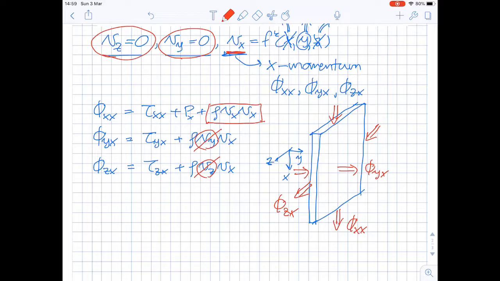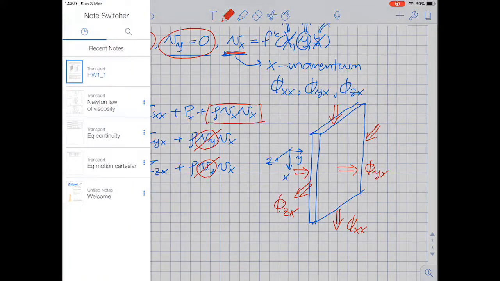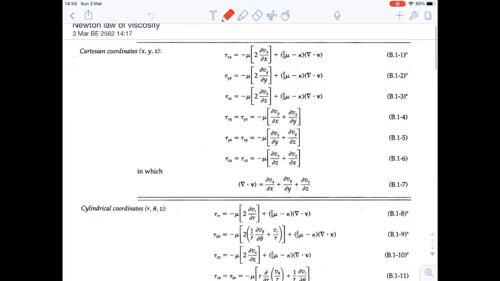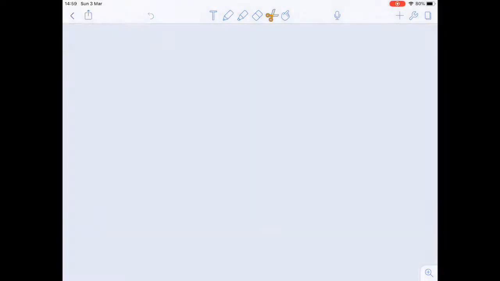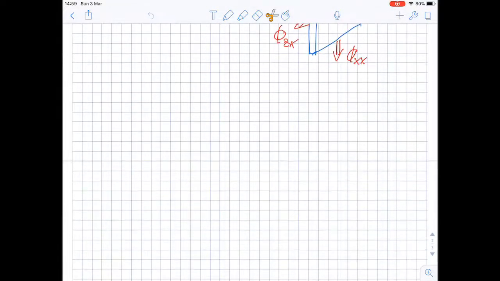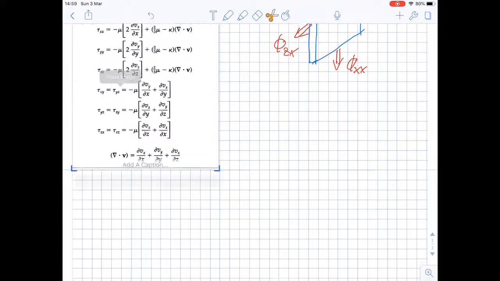Alright? Regarding the term tau, we need Newton's law. So let's bring up Newton's law of viscosity. This is Newton's law of viscosity in rectangular coordinates. Let us cut it out, go back to our problem, and paste it here.